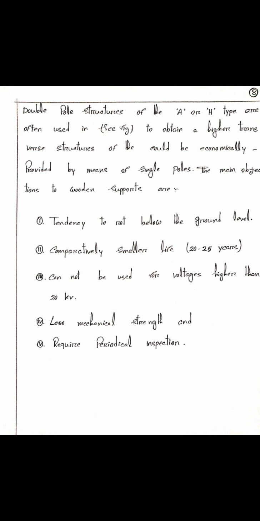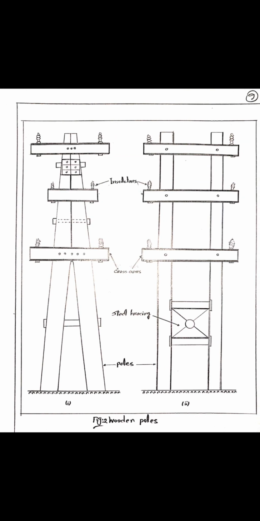Here are the disadvantages: 1. Tendency to rot below the ground level. 2. Comparatively small life, 20 to 25 years. Cannot be used for voltage higher than 20 kV, less mechanical strength, and requires periodical inspection. Here is the structure.